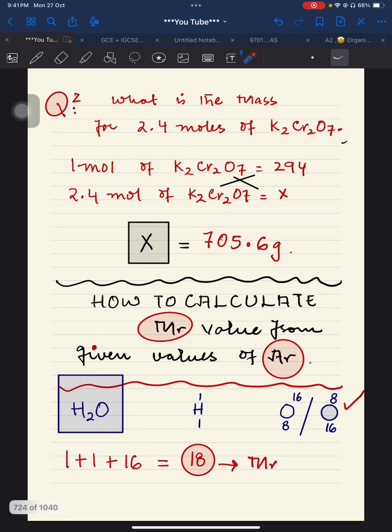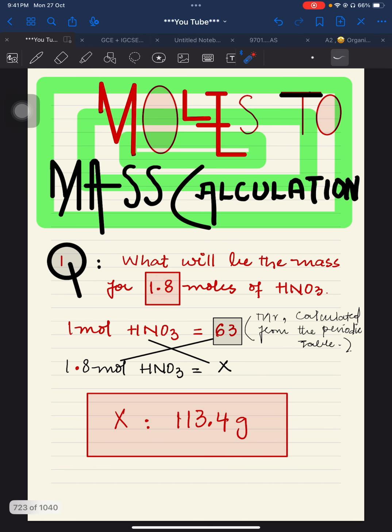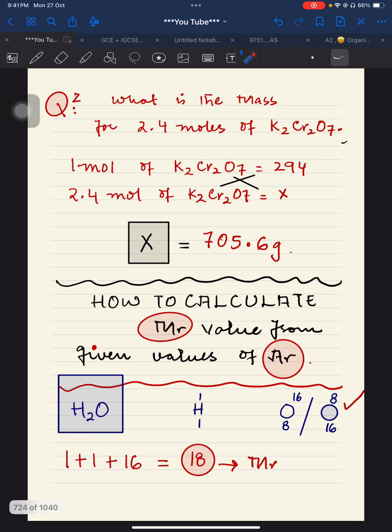Now, how do we calculate the MR value from the given AR value? This is a simple concept. Although I am explaining it, and we have practiced it in a few questions, I have observed that students sometimes miss very simple concepts, which creates a bigger issue for them. So, how do we calculate the MR value from the given periodic table?